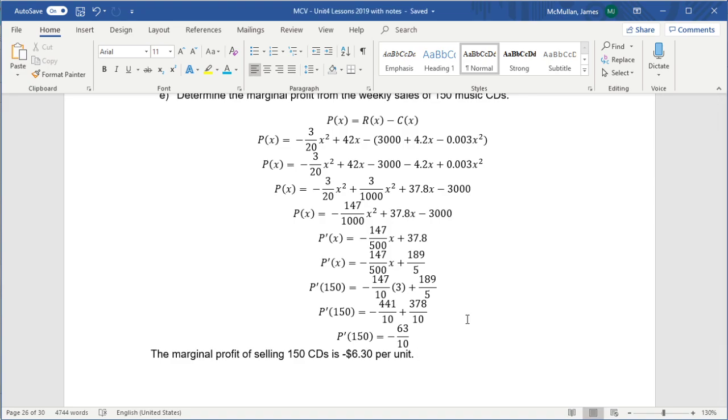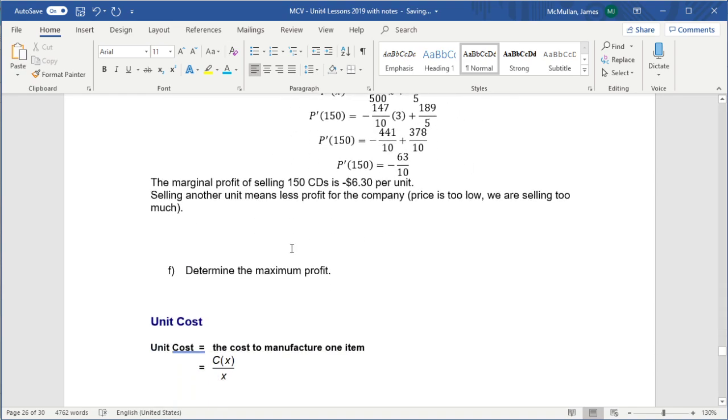This means that in order to sell this number in the first place, you're losing money compared to what you could be doing. You could be doing better than this, right? So selling another unit means less profit for the company. So in other words, the price is too low. We are selling too much. What advice should we give this company? It should raise its price.